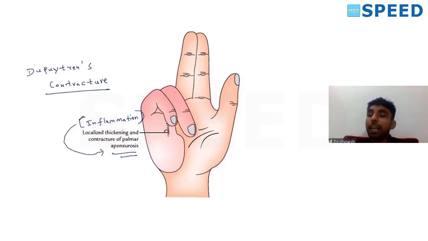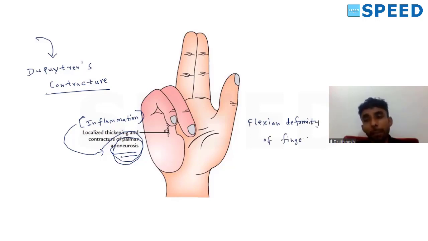What is the clinical deformity called? Otherwise, this clinical deformity is due to inflammation of which of the following structures? Like that, questions may be asked. In Dupuytren's contracture, there will be flexion deformity of fingers. The affected fingers will undergo flexion deformity.